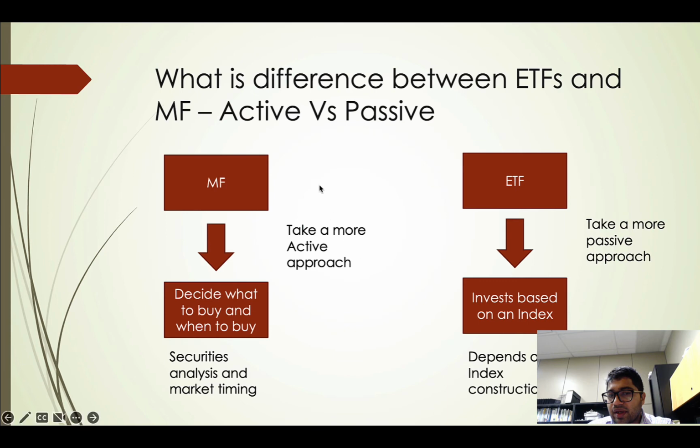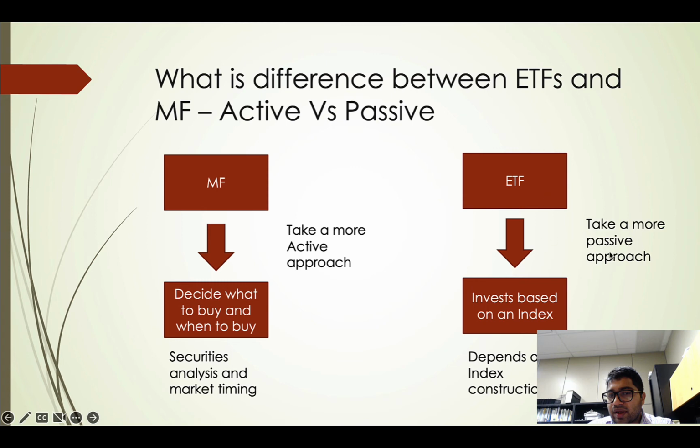Then the next topic that we are going to address is what is the difference between ETFs and mutual funds. So we are going to look at the active way of investing and the passive way of investing. Most mutual funds are actually active. So mutual funds take an active approach to investing. They decide what to buy and when to buy. So there is a lot of security analysis and market timing. When you hand your money to a mutual fund manager, they generally do not invest in an index. Their objective is to beat an index. So how do they go about it? They do their own stock selection criteria as they try to time the market and invest to make money.